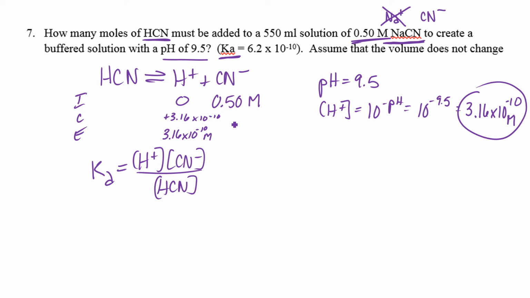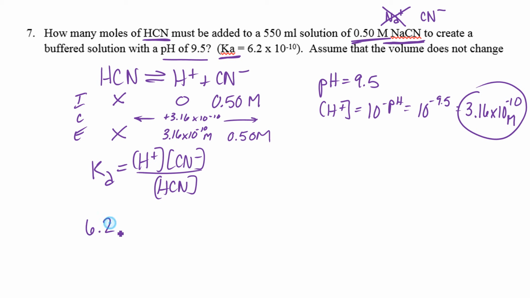Notice that this is super tiny. So 0.5 plus 3 times 10 to the negative 10th is just going to still be 0.5, because this is a super small number. And then notice the thing that we don't know is our HCN. So this is a little bit different. In this case, X is our reactant. Okay, so go in and plug this into your Ka expression.